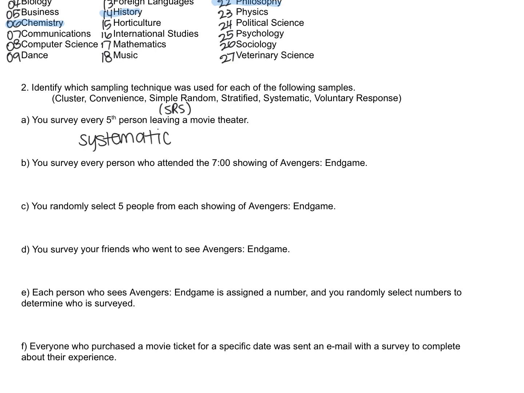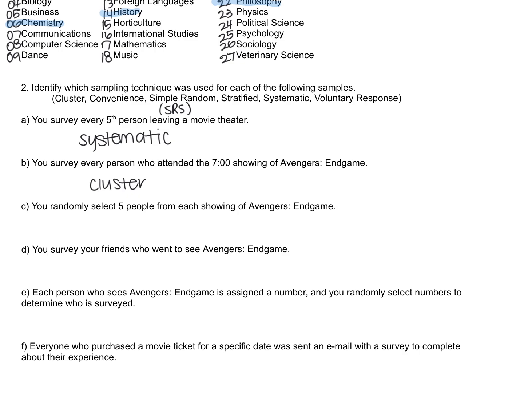The next one says you survey every person who attended the 7 o'clock showing of Avengers Endgame. So every showing of a movie can be considered a different group. So we're selecting one showtime and surveying everyone at that showtime. So this would be an example of stratified. Sorry, cluster. We selected one specific showing and everyone within that. So that would be cluster.